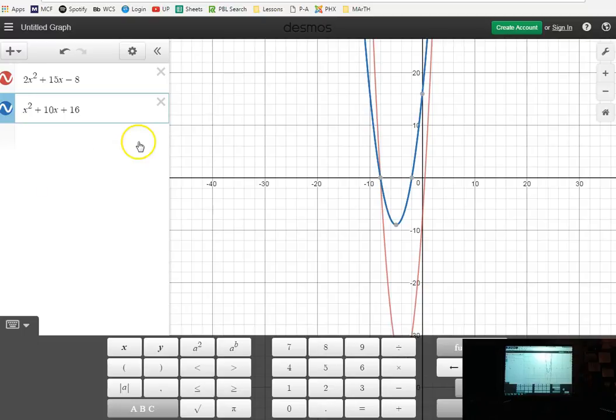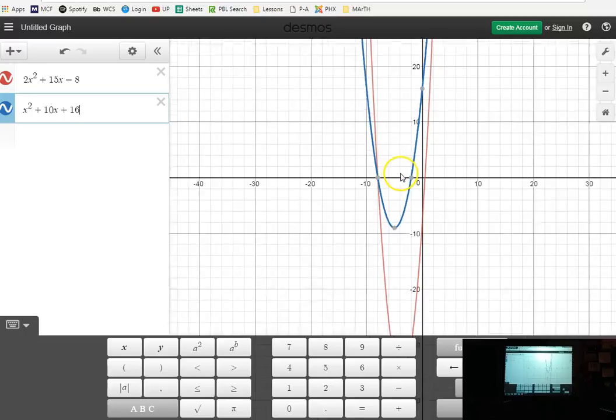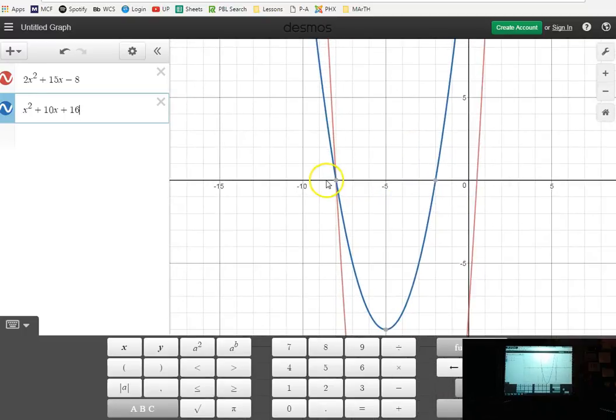They look relatively similar, except the red one's a bit wider and it's been moved. Well, I guess both have been moved. Oh, that's the point they share. That's the negative 8, and here, the negative 2. The behavior that causes the denominator to equal 0 causes the quotient function to be undefined.